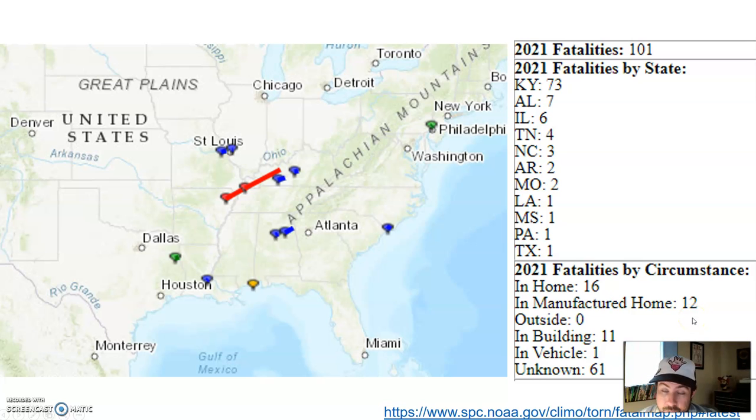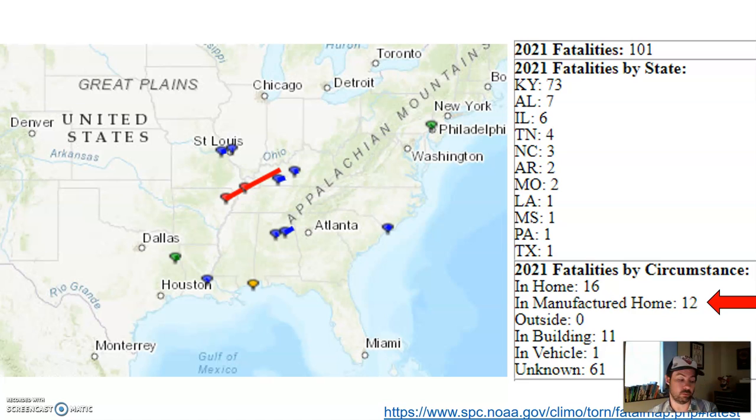And so far in 2021, we already have, that was not so far in 2021. So back in 2021, we had even more, 101 deaths, 73 of those in Kentucky, Alabama, Tennessee, North Carolina, again in the south. Kind of everything's shifting off to the south. In this case, in 2021, at least verified, 12 in manufactured mobile homes, 61 are unknown. My guess is a lot of that would get put into this mobile manufactured home category.